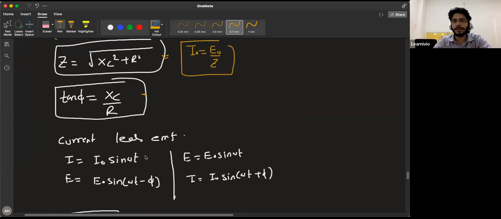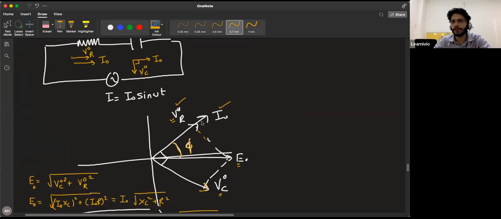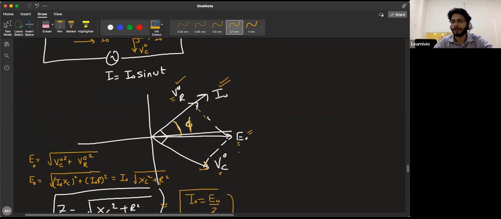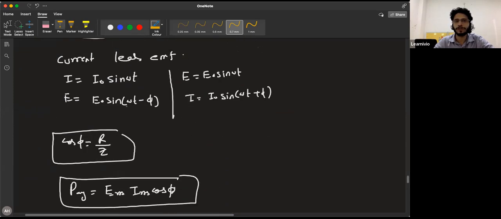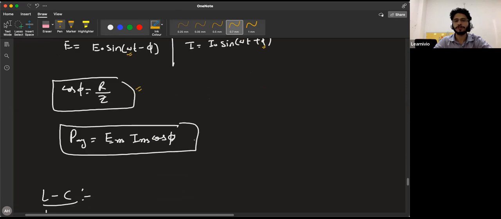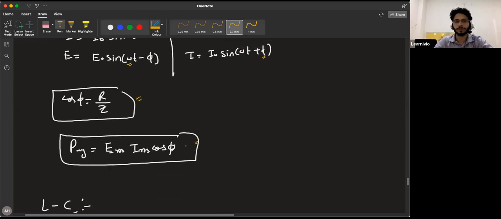If you see lead and lag, this is your EMF and this is your current. So Hishma, which one leads here and which one lags? I naught and E naught, which one leads and which one lags? Current leads and EMF lags. When you start with the equation of current, you will say that EMF lags current by a phase difference of phi. But when you start with the equation of EMF, you will say that current leads by a phase difference of phi. Current is I naught sine omega t plus phi. So you have cos phi, which is R by Z. You can calculate average power as E RMS I RMS cos phi.